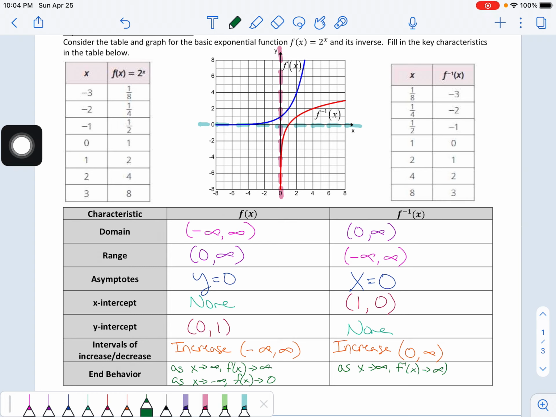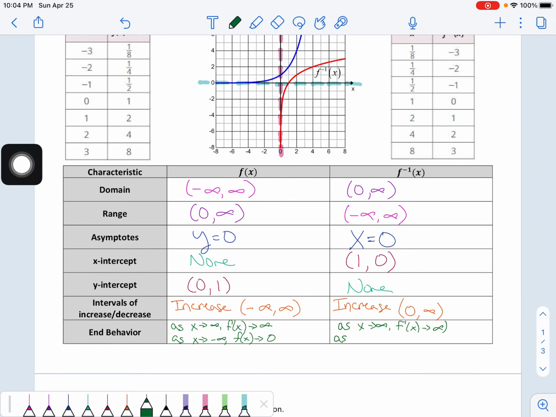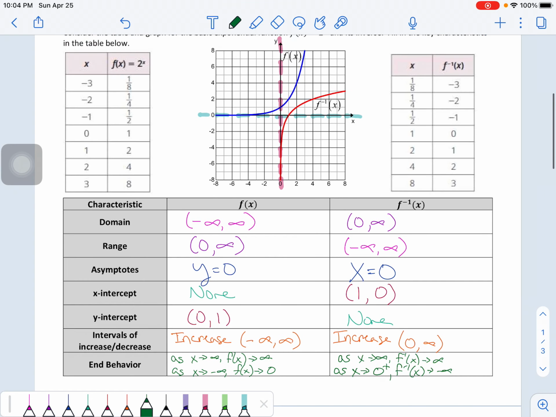Now, this is where it gets kind of weird, all right? Because when we talk about the end behavior, we want to talk about what happens as x approaches, well, x doesn't approach negative infinity because it never crosses this asymptote. So what we do talk about is x approaches 0 from the right side, which is some weird notation, but as x approaches 0 from the positive side, to the right, f inverse of x approaches negative infinity. And I just realized I put a parentheses where I don't need one. All right, so that is all the key features for f of x and inverse f of x, or f of inverse x, however you want to pronounce it.